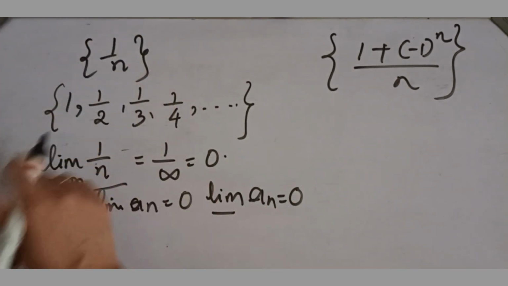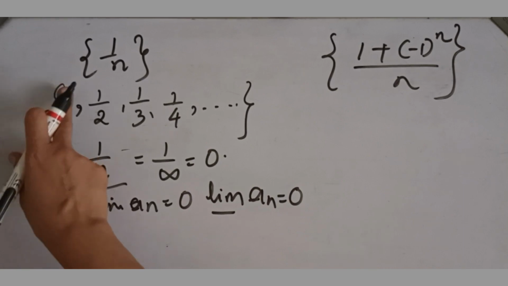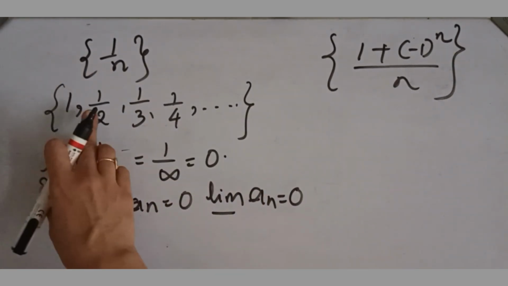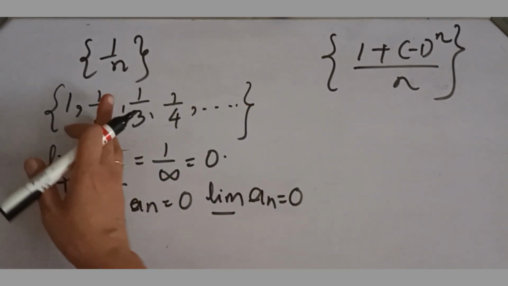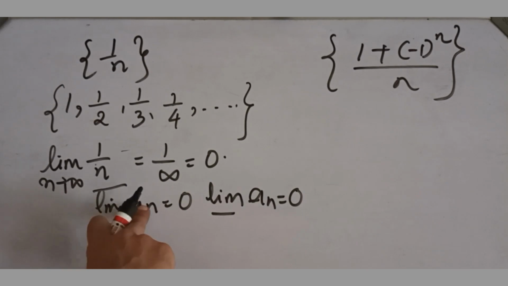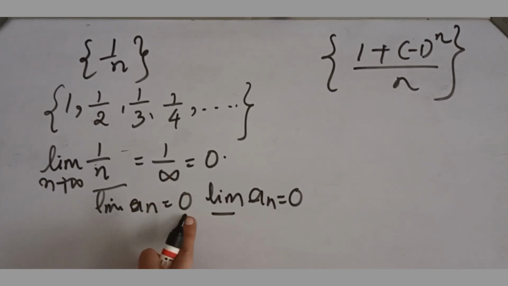Or else, another way is writing A1, the supremum of all these terms. Then A2, leave the first term, write the supremum 1 by 2. Then leave the first two terms, write the supremum 1 by 3 and so on. Then finding the infimum of that set also gives you the value of limit supremum as 0.